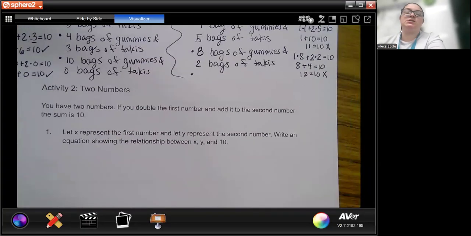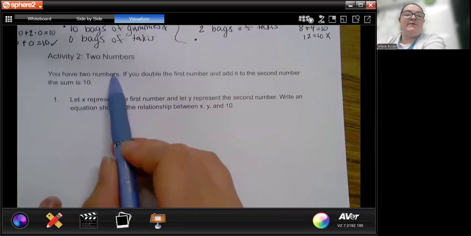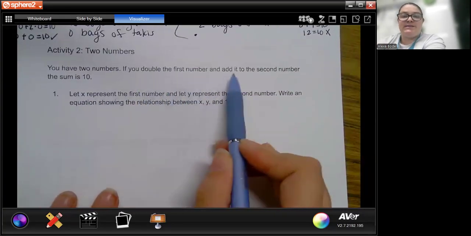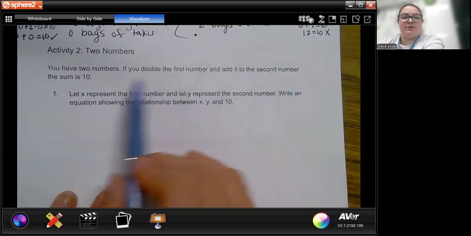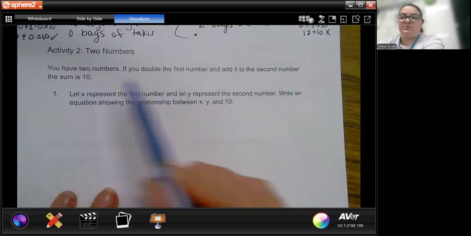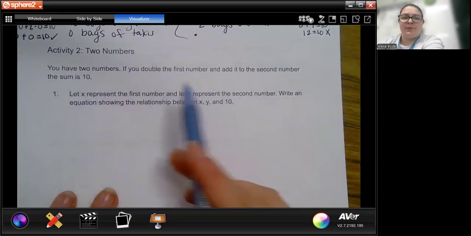Activity 2 is just talking about numbers. We are not putting it into a story. We're just going to be talking about numbers and whether it would make an equation true or not. So you have 2 numbers. If you double the first number and add it to the second number, the sum is 10. I don't like that it's 10 again as our sum.